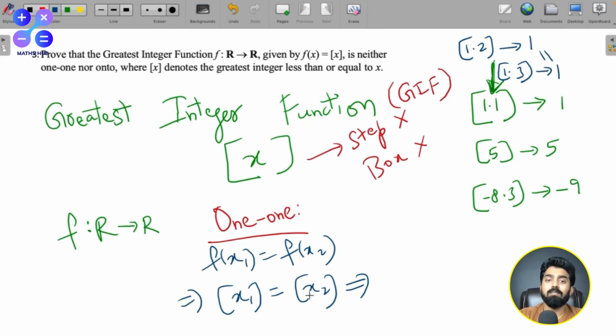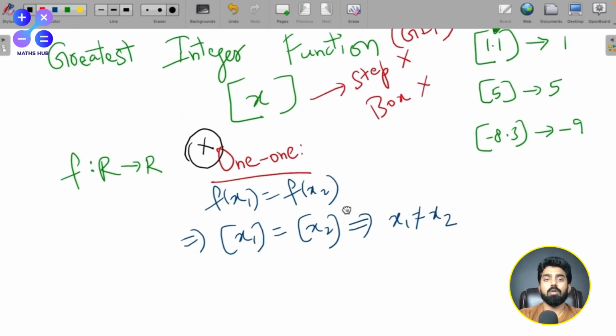But the x value may not be the same. This could be different values. And this is where you see it need not be a 1-to-1 function. So this does not imply x1 equals x2. So this is not a 1-to-1 function. It's not 1-to-1. That we have proved.